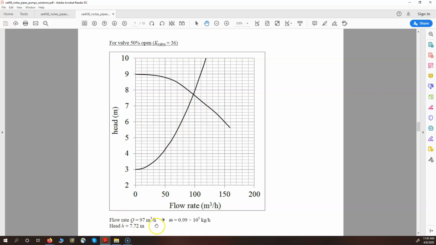And the head? Yeah, about 7.7 meters. And you can convert this volumetric flow rate to a mass flow rate. That's about 0.99 times 10 to the 5 kilograms per hour.